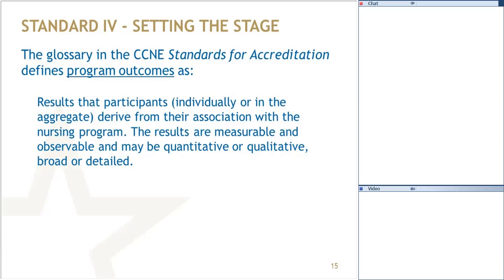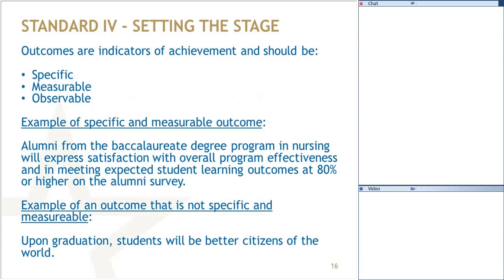I don't think there's anything else we need to add to that right now, but I hope that everyone who's listening is really letting that sink in, because we use the term program outcomes extensively throughout the standards, so it's really important to have a good grounding and understanding as to what is meant by program outcomes. Outcomes are indicators of achievement, and they need to be specific, they need to be measurable, and they need to be observable.